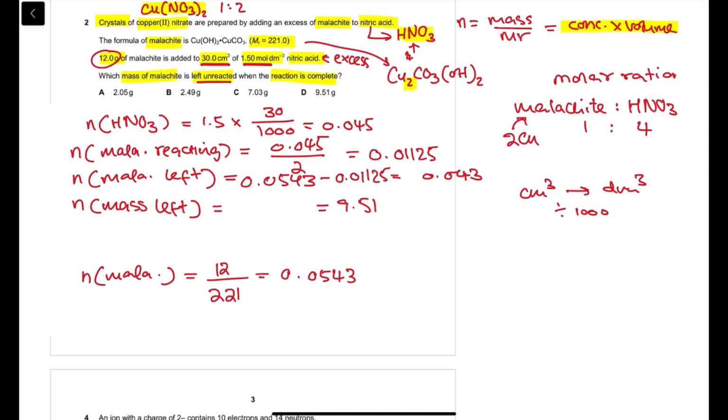And we end up with 0.043. Now we need to figure out the mass left, and as we know, the number of moles is equal to mass over Mr, so the mass is equal to the number of moles times the Mr. So we take the number of moles left, which is 0.043, and multiply it by Mr, which is 221, and we end up with 9.51 grams, so the answer must be D.